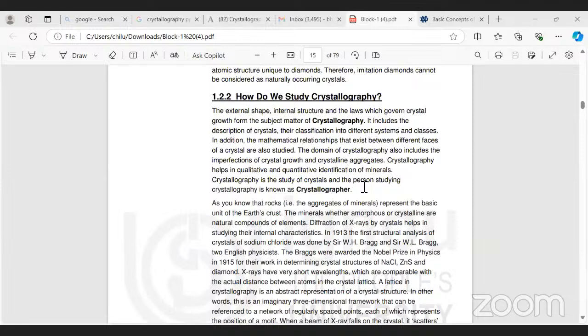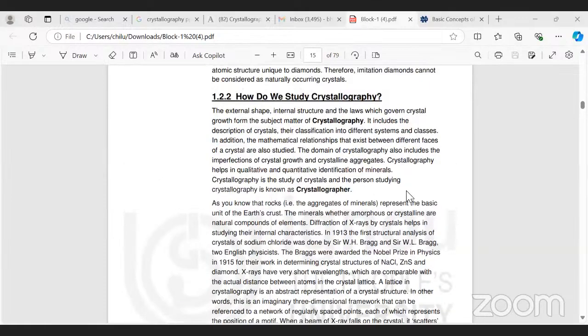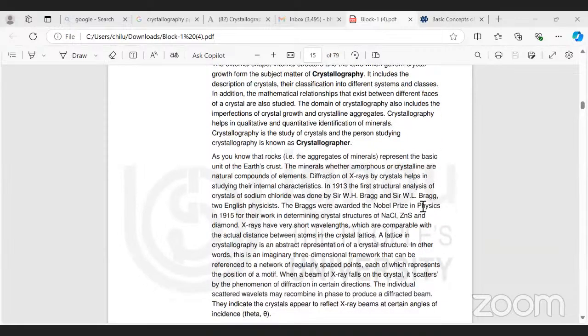Okay, how do we study crystallography? The crystal, we know, is a homogeneous anisotropic solid material, and it has a definite chemical composition, and it should be formed naturally, and it has an inorganic composition. So finally, the combination of these properties is known as a crystal. The science of studying crystals is known as crystallography. The person who is studying that is known as a crystallographer.